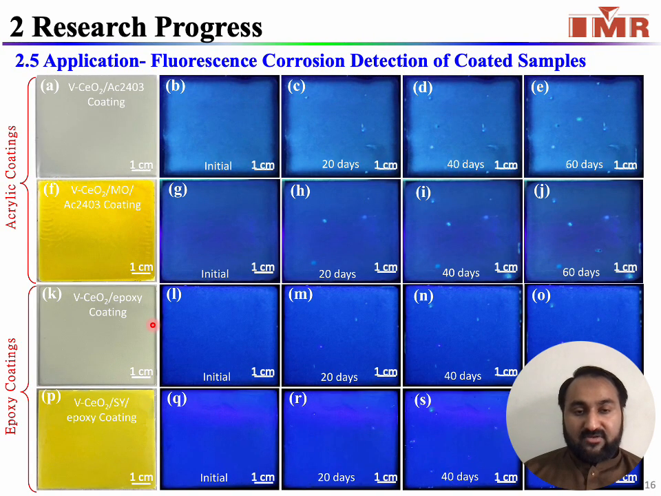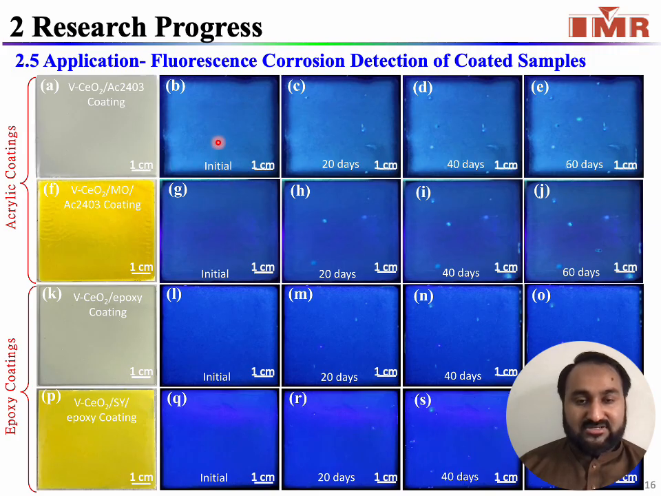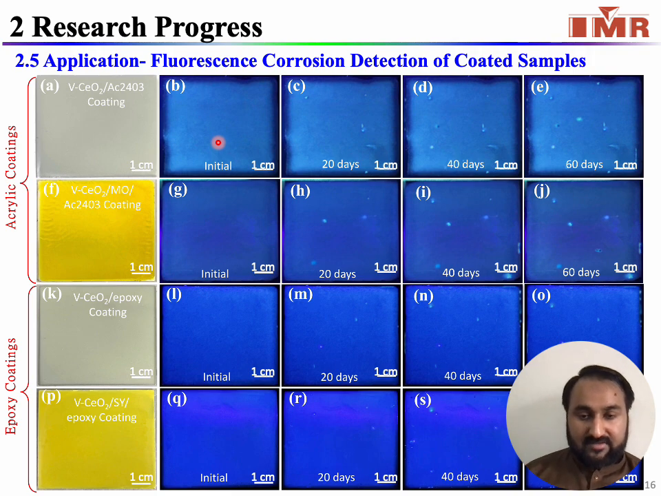In the next step, we have prepared coatings that can detect corrosion particles underneath the coating. Because when we coat some metal structure, we don't always scratch the metal. We need the surface clear. But after some time we can analyze that in the initial stages there is no corrosion, so there is no fluorescence effect.